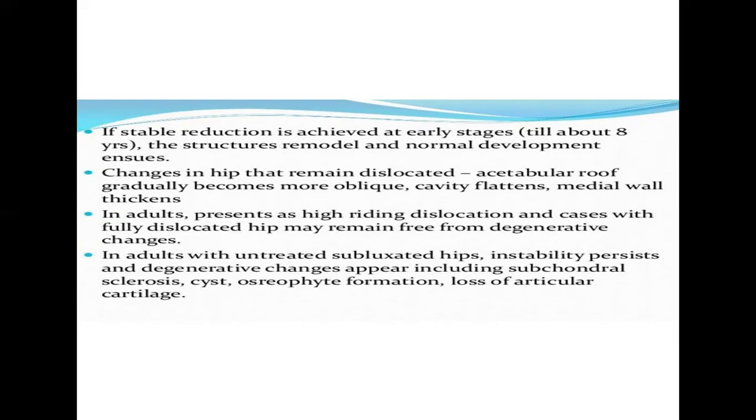Changes in a hip that remains dislocated: the acetabular roof gradually becomes more oblique, the cavity flattens, the medial wall thickens. An adult may present with a high riding dislocation, and a case with a fully dislocated hip may remain free from degenerative changes. In an adult with an untreated subluxated hip, instability persists and degenerative changes appear, including subchondral sclerosis, osteophyte formation, and loss of articular cartilage.